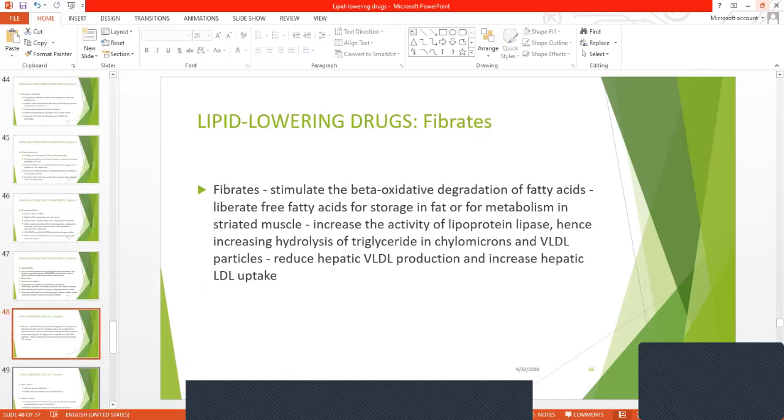Okay, coming to the next class of drugs, that is fibrates. Gemfibrozil and fenofibrate decrease levels of VLDL and in some patients LDL as well. Another fibrate, bezafibrate, is not available. Fibrates function primarily as ligands for the nuclear transcription receptor PPAR alpha. PPAR is peroxisome proliferator activated receptor alpha.